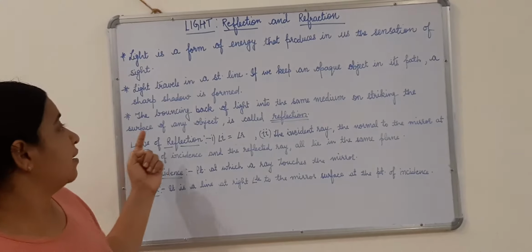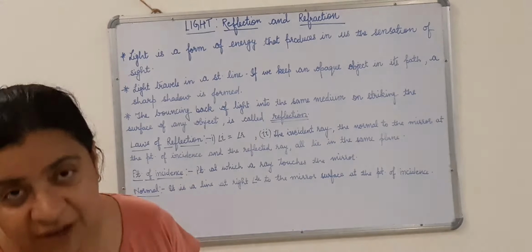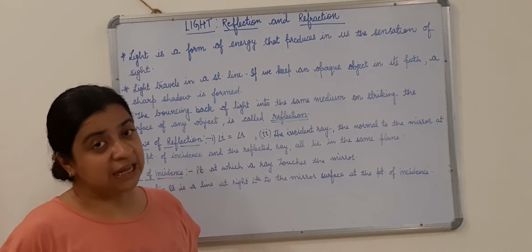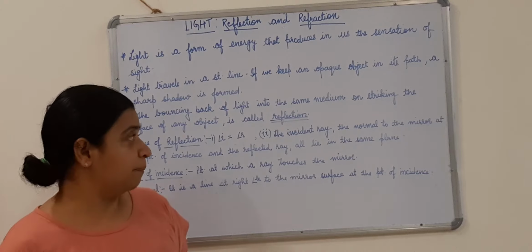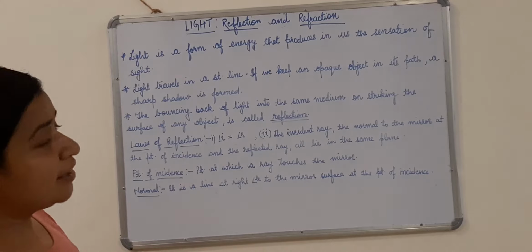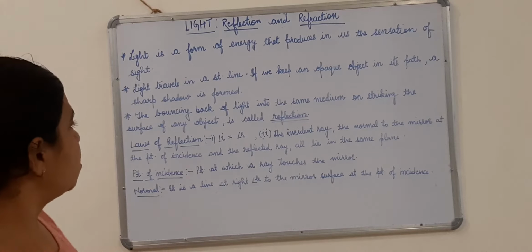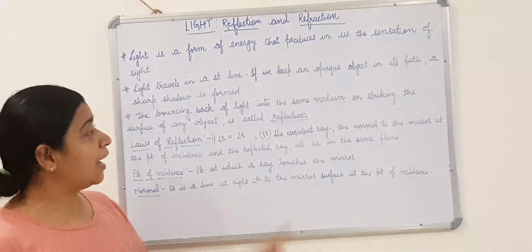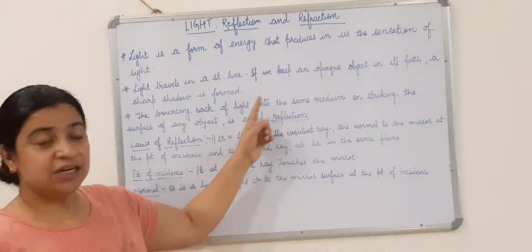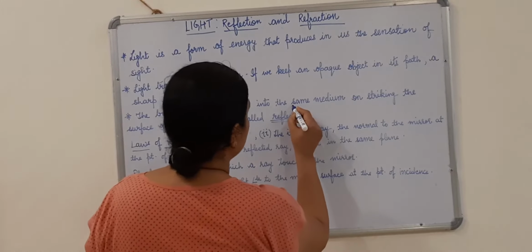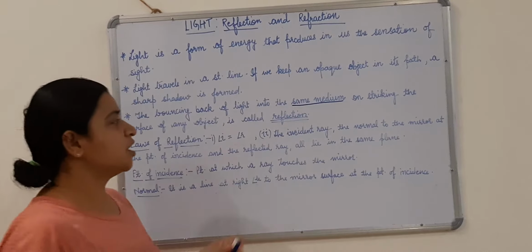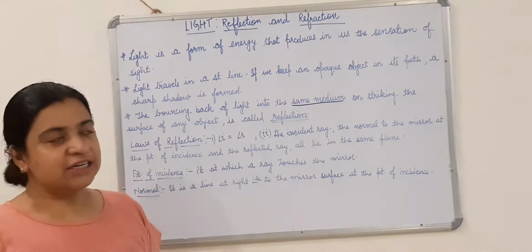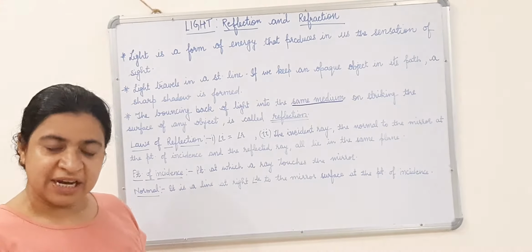Now let us switch over to reflection. The bouncing back of the light into the same medium from which it has come, on striking the surface of an object, is called reflection. So let me repeat it. The bouncing back of light into the same medium. Children, this is important. This only will give you the difference between reflection and refraction. Bouncing back of light into the same medium from which it has come.